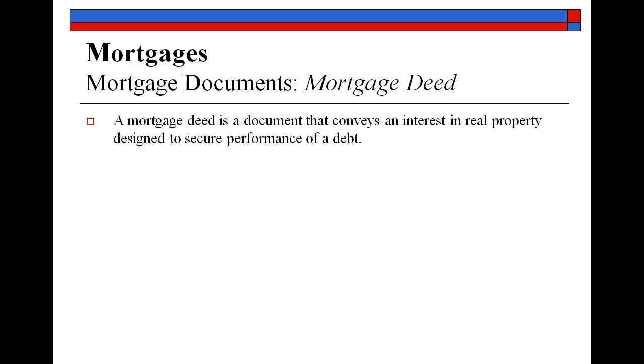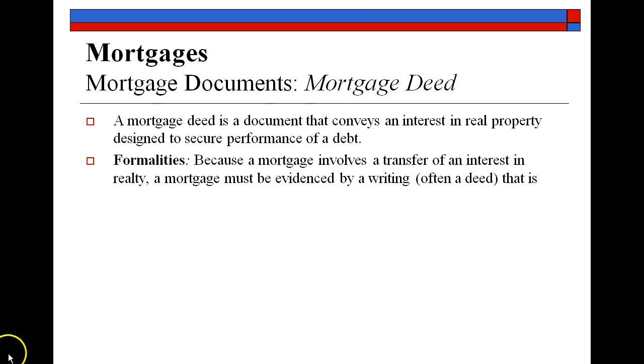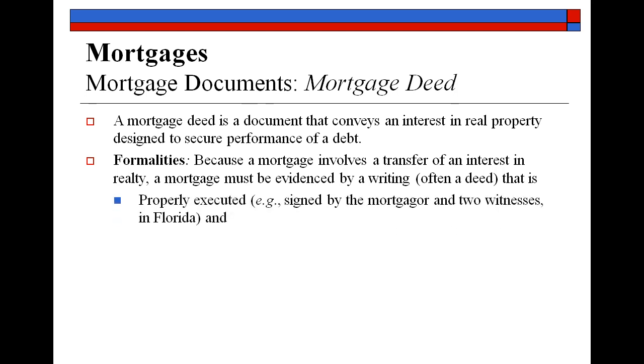The mortgage deed is a document that conveys an interest in real property that's designed to secure performance of a debt. Because a mortgage involves a transfer of an interest in real property, the statute of frauds requires that the mortgage be evidenced by a writing. This writing has to be, of course, properly executed. For example, in Florida, the mortgage has to be signed by the mortgagor and witnessed by two witnesses. And in addition, to complete the transfer of the mortgaged property, the mortgage deed must be delivered to the mortgagee.